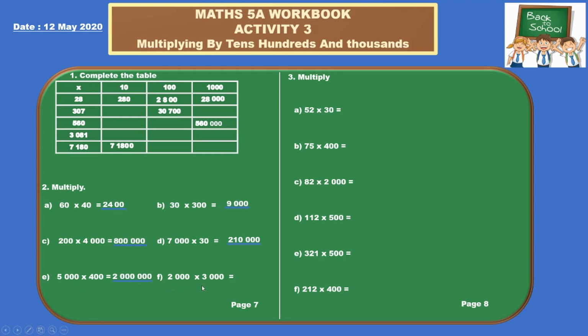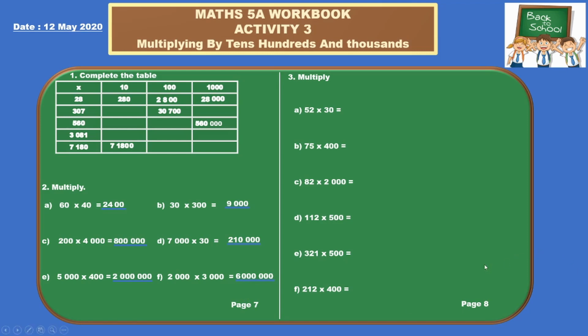Next, 2,000 times 3,000. That means you multiply this. 2 times 3 is 6. Then count how many zeros? 6 zeros. So you just tag 6 zeros here. So the answer will be 6 million. Then underline the answer. Now go to page 4.